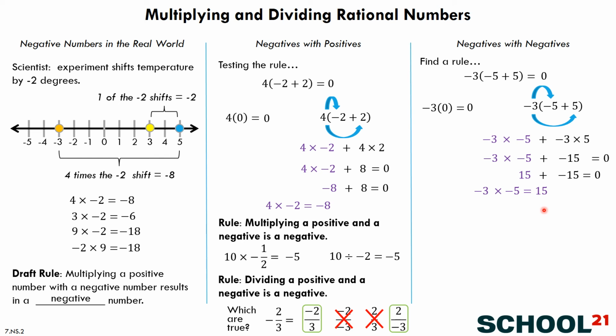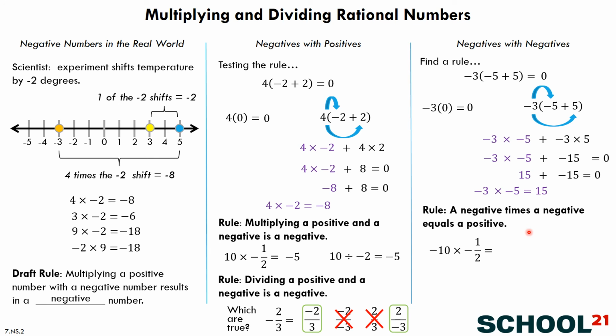Okay. So can you think of a rule now that we can say about multiplying negatives by negatives? A negative multiplied by a negative would be what? A positive. There you go. A negative times a negative equals a positive. Kind of rolls off the tongue, doesn't it?